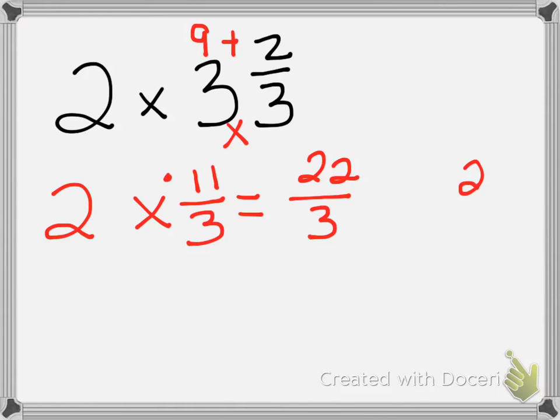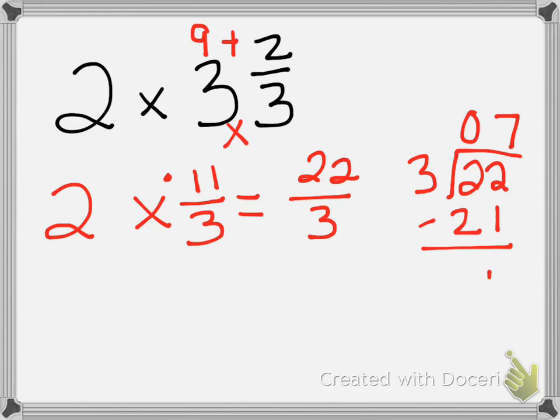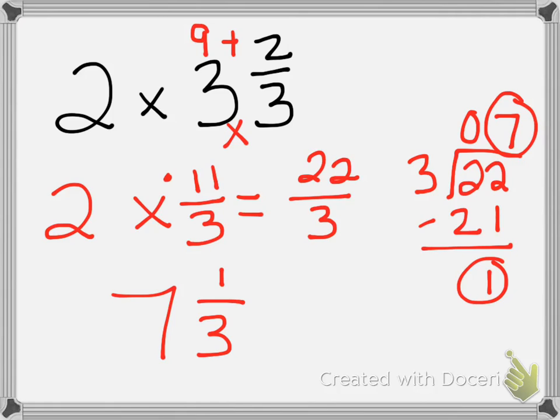So I'll take 22 divided by 3. I know 3 does not go into 22, but I know 3 times 7 is going to get me very close. I subtract that out. I have 1 left. So the 7 is going to be my whole number. The remainder is my numerator, and your denominator stays the same. And so you have 7 and 1/3 as your answer.